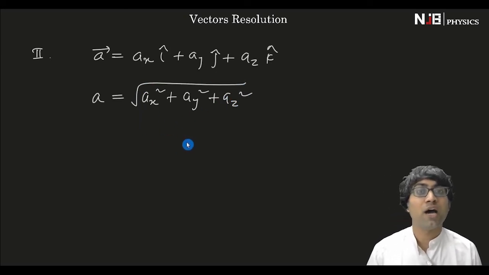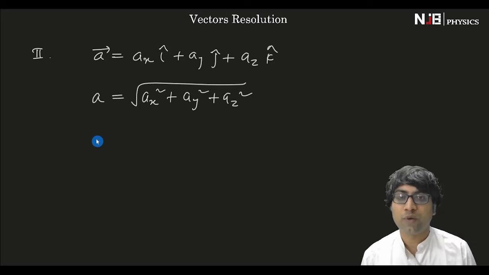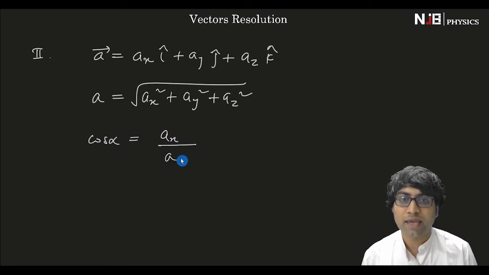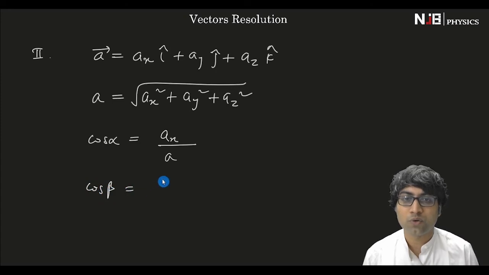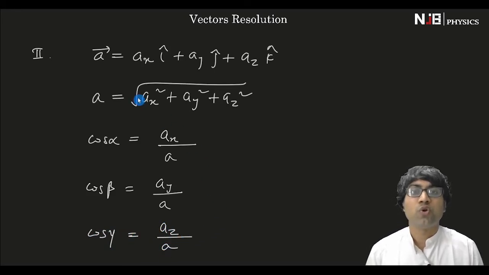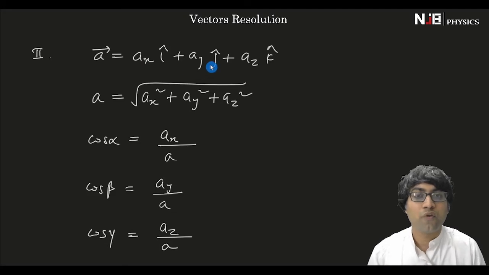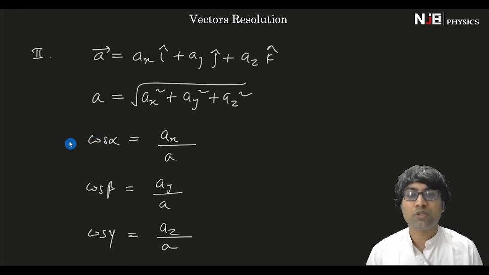And what about the direction? Well, for direction, we actually need to find out cos alpha, cos beta and cos gamma. So what are the direction cosines? Cos alpha will be equal to ax divided by a, and a we have already calculated from the above formula. Cos beta will be equal to ay divided by a, and cos gamma will be equal to az divided by a. So if we have a vector which is in the resolved form, in this manner we can find the magnitude of the vector, number one. Number two, the direction cosines can be found by using this.